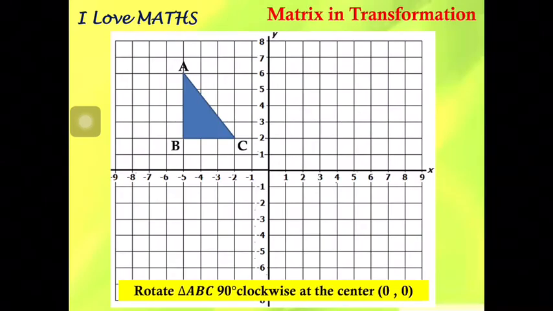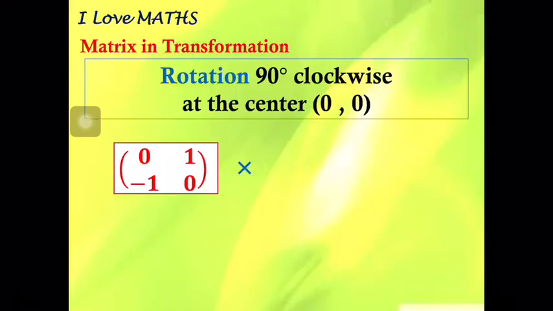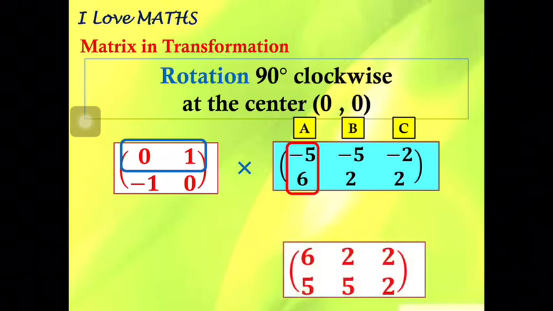Let's name the points A, B, C of the original figure based from the center 0, 0. A is -5, 6, B is -5, 2, and C is -2, 2. And we arrange these coordinates into a matrix form, a 2 by 3 matrix. The matrix that represents the rotation 90 degrees clockwise at the center 0, 0 will be multiplied to the matrix that we made out of the coordinates of the points of the original figure. Review on how to multiply the two matrices. After doing the multiplication of matrices properly, we'll come up with this matrix.